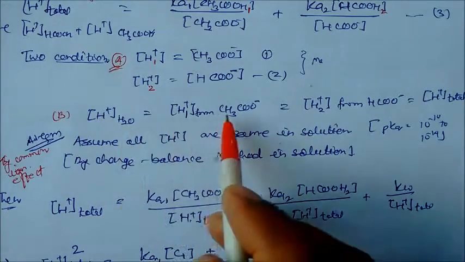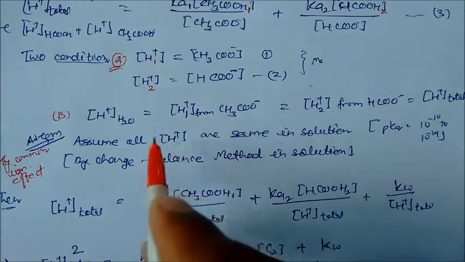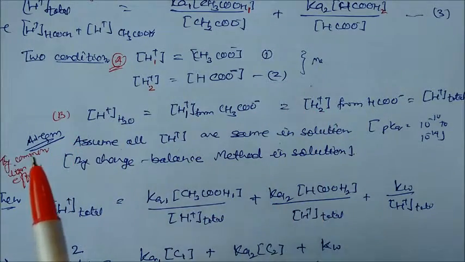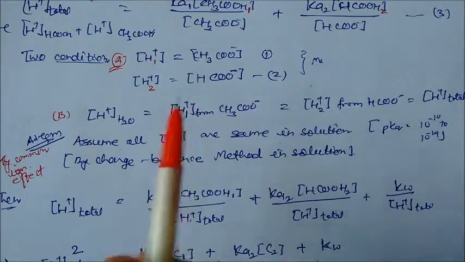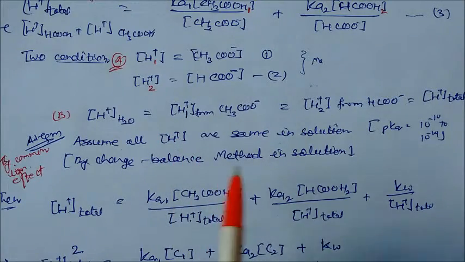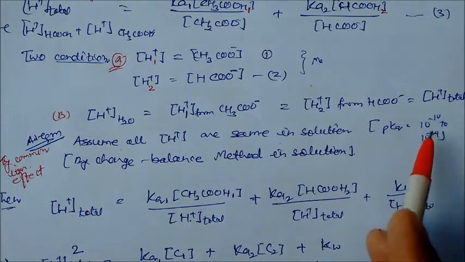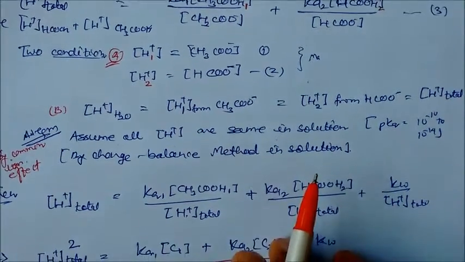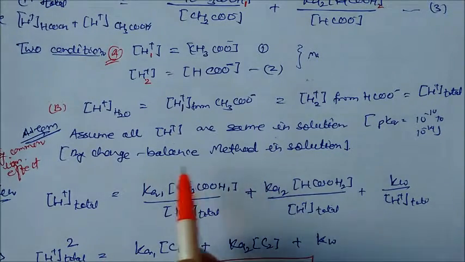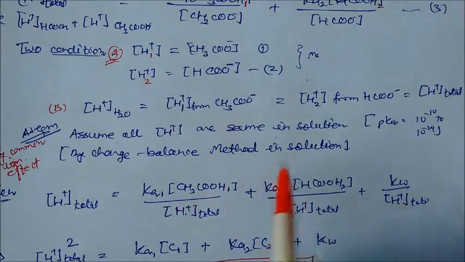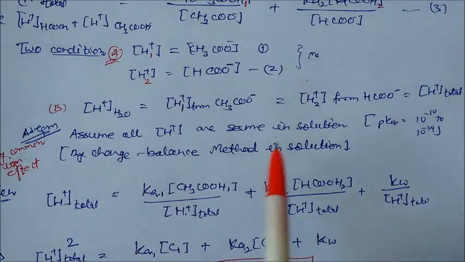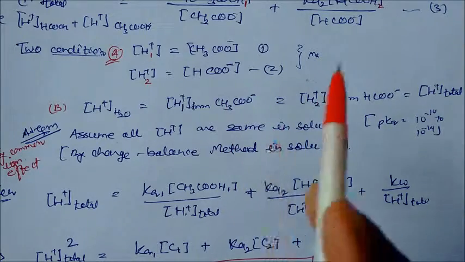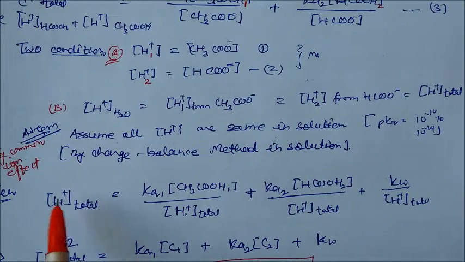This only happens when there is a common ion effect. Due to the common ion effect, the H plus coming from the water, acetic acid and formic acid will be the same, by Le Chatelier's principle. This happens when the value is something like 10 power minus 10 to 10 power minus 14. Then we use the charge balance method in the solution. What is charge balance? Charge balance means the amount of H plus is balanced while adding the acetic acid and formic acid. So how much will the total H plus be?